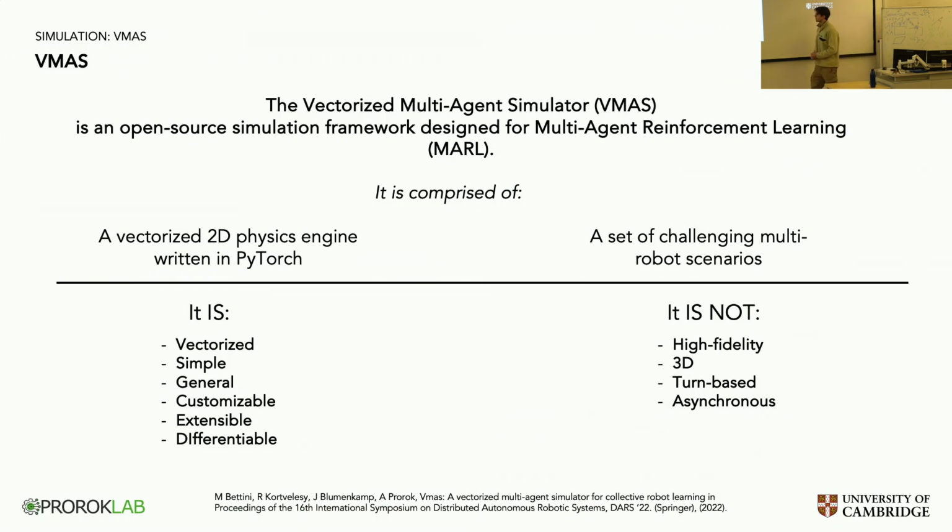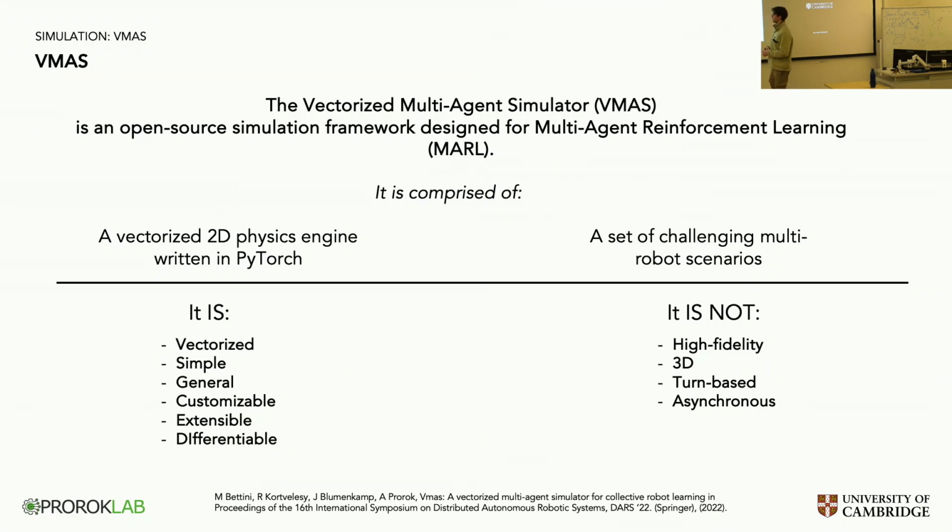Then the one we're going to talk about today is the vectorized multi-agent simulator, which is an open source framework designed for multi-agent reinforcement learning. It has two components: a physics engine written in PyTorch, and a set of scenarios. What it is, is that it is vectorized. We will see this in a bit more detail later, but what it means is that if you're running on a GPU, and the simulator can run on a GPU, you will pay the same price to simulate one environment or n environments, as long as they fit in your memory. So it allows you to scale in the number of environments very nicely.